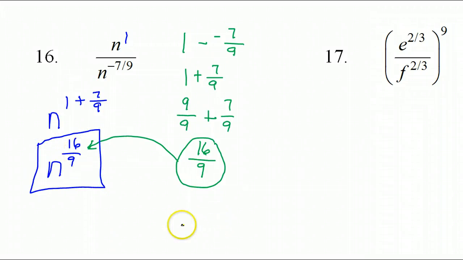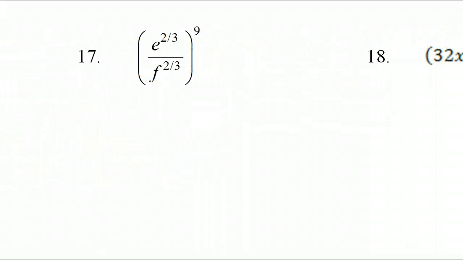Okay, number 17. The exponents are the same, so if these weren't variables, I would go ahead and divide them. But since they are variables, I can't do anything with that. So I'm going to go ahead and multiply everything by 2/3.